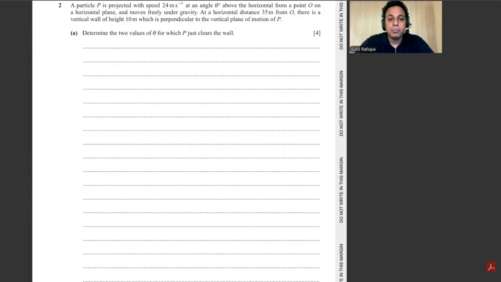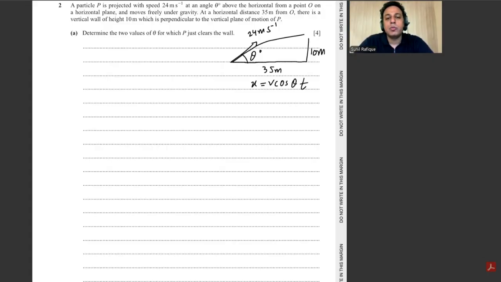It's a projectile situation. At a distance of 35 meters there is a wall of height 10 meters, right? So a particle is projected with a speed of 24 meters per second. It goes like this, and there's a projection angle theta as well. So you can either find the components, the horizontal component x is v cos theta t, and y equals v sin theta t minus half g t squared.